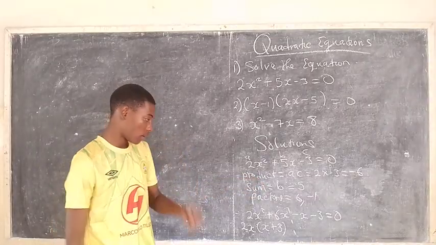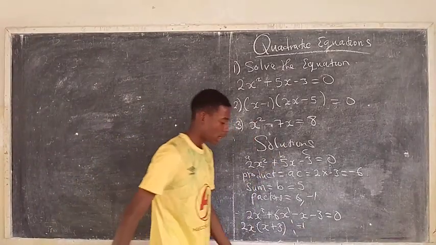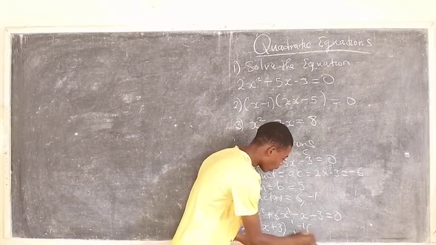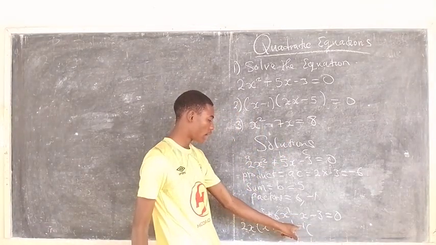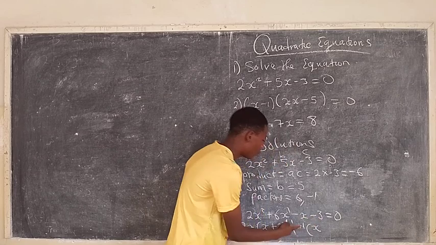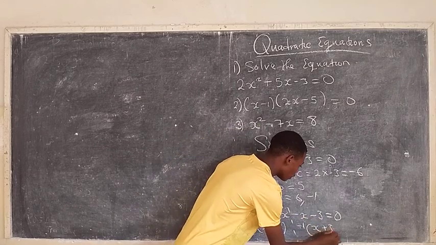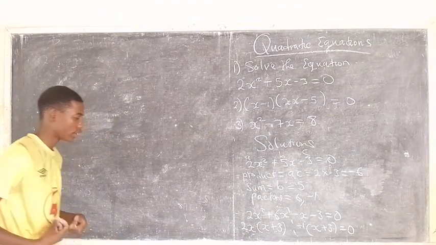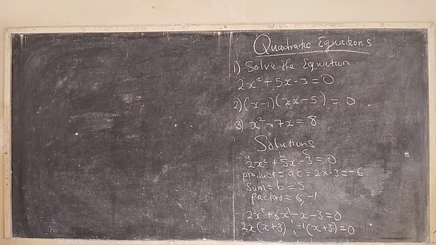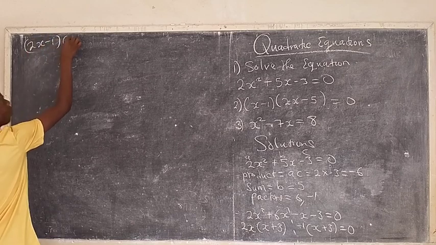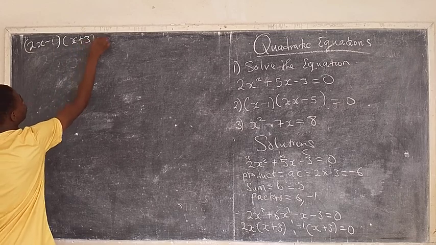Same thing should be done there. We have a negative 1 there, which is common between these terms. If we factor out negative 1, we have negative x divided by negative 1, which gives a positive x, and negative 3 divided by negative 1 gives a positive 3, should be equal to 0. If these brackets are alike or the same, it simply means you are doing the correct thing. So we have 2x minus 1 and also x plus 3 should be equal to 0.